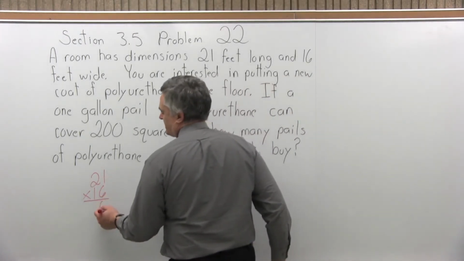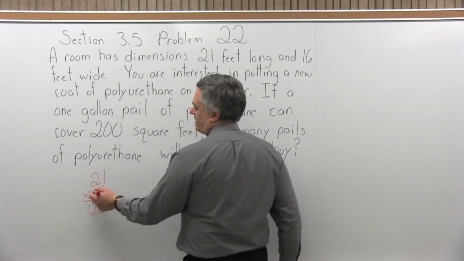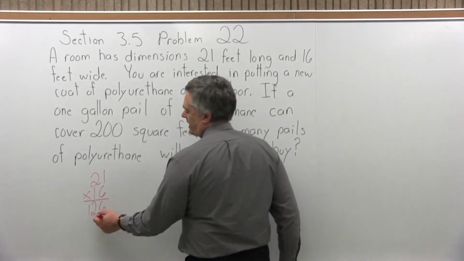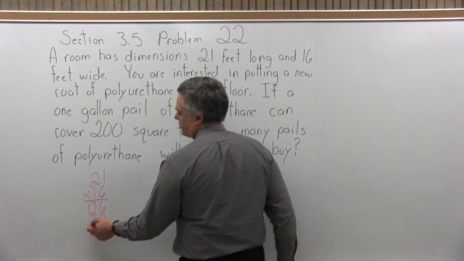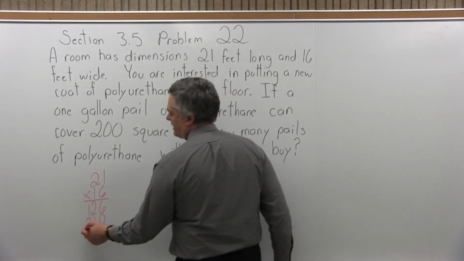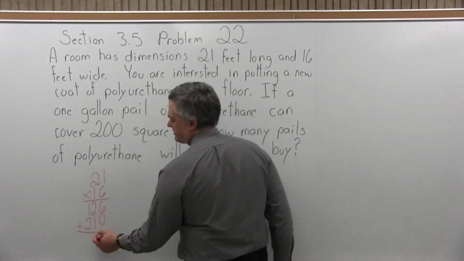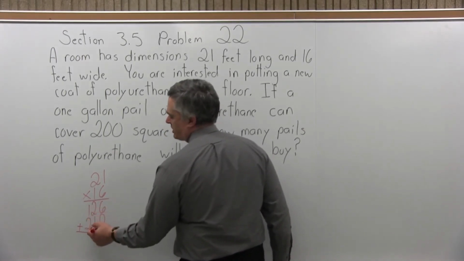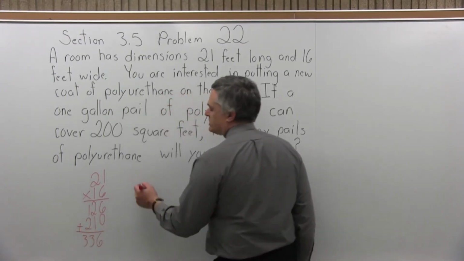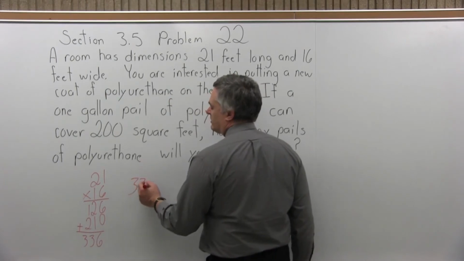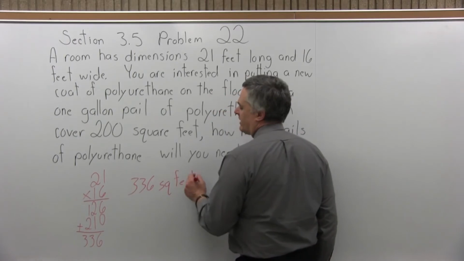6 times 1 is 6. 6 times 2 is 12. Now, that takes care of the 6. For the 1, I want to start with a 0, then multiply through the 1. 1 times 1 is 1. 1 times 2 is 2. And then I can add those results together. 6 plus 0 is 6. 2 plus 1 is 3. And then 1 plus 2, another 3. So that big room has 336 square feet of surface area.